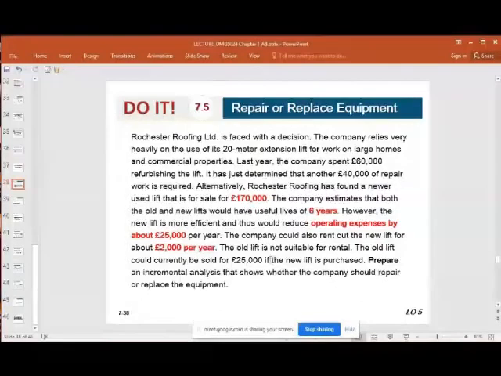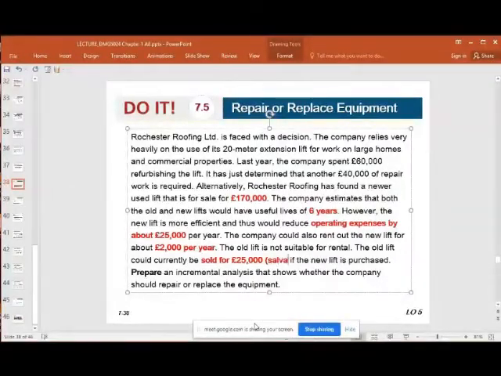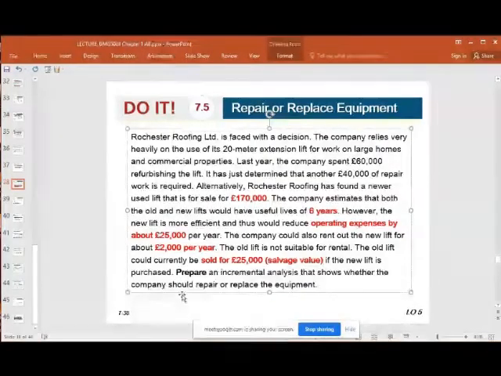But the old lift is not suitable for rental. So the old lift can currently be sold for 25,000. This is your salvage value, if the new lift is purchased. So they ask you to prepare an incremental analysis to show whether the company should repair or replace the equipment.